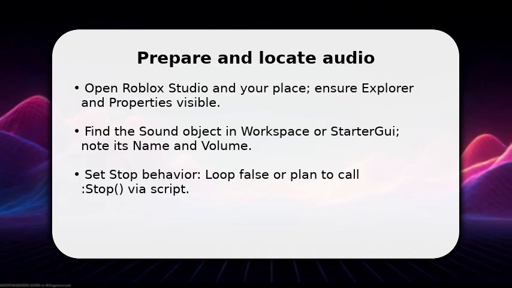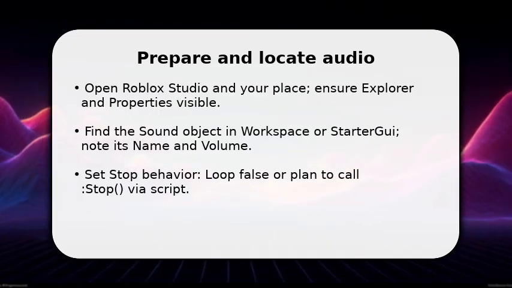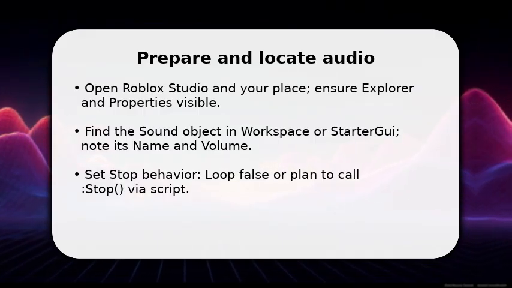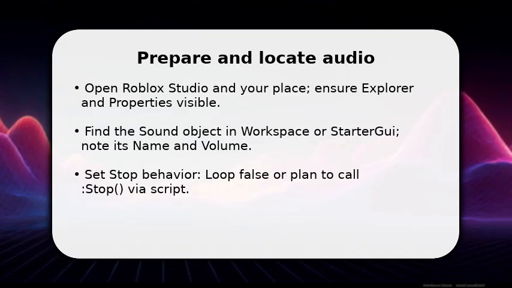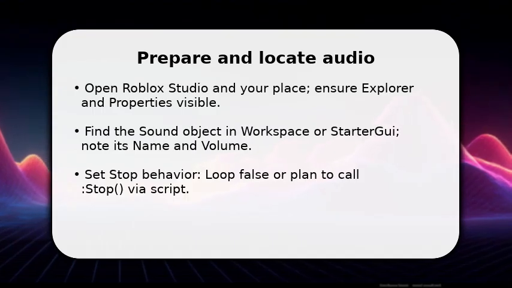You start by opening Roblox Studio and loading the place you're working on. You want Explorer and Properties visible so you can find sound objects fast. Once done, locate the sound instance under Workspace, StarterGui, or StarterPlayer and note its name and volume settings.